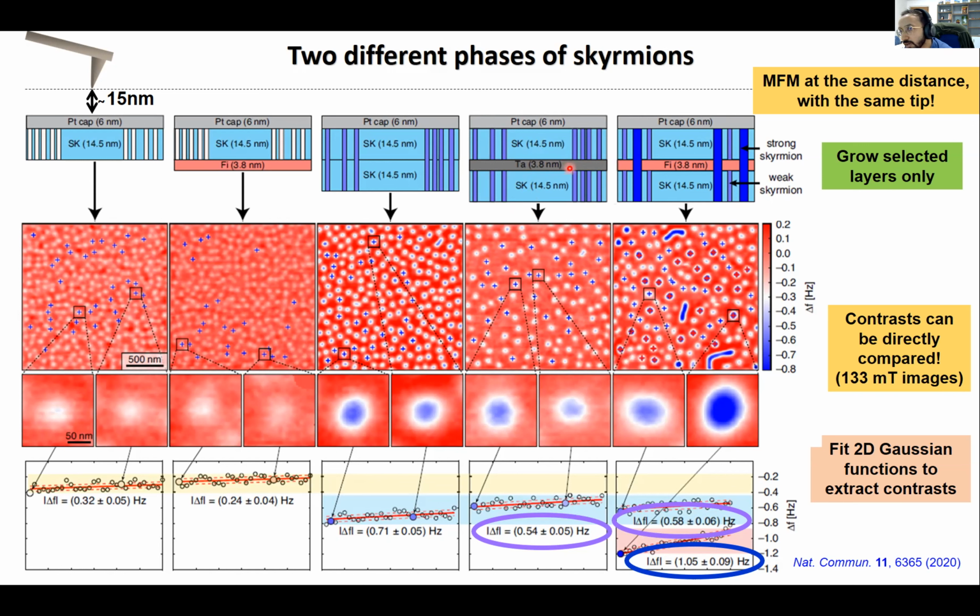So when we replace the tantalum with the ferrimagnet, okay, thank you, we see that we have two different phases, right? So this is what we observed before. We have two different phases here. One is 0.58 hertz, one is 1.05 hertz.